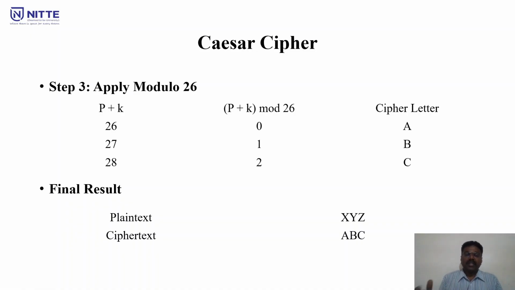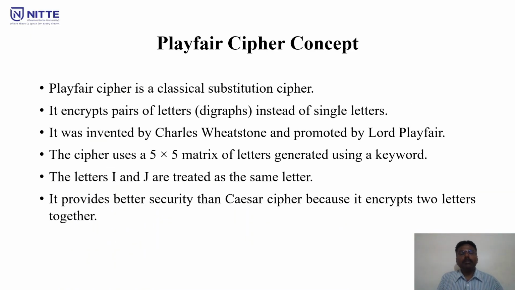Instead of P plus K, we are going to perform C minus K. The cipher text character positional values are subtracted with the key value 3, and we get back our plain text. So this is how it works in the case of Caesar cipher. So now we move on to the Playfair cipher.